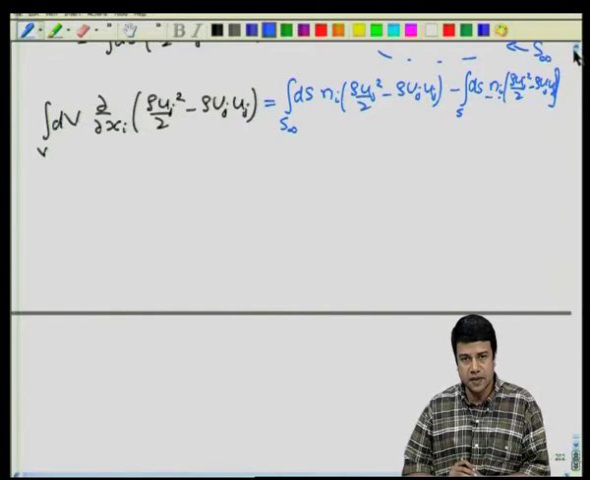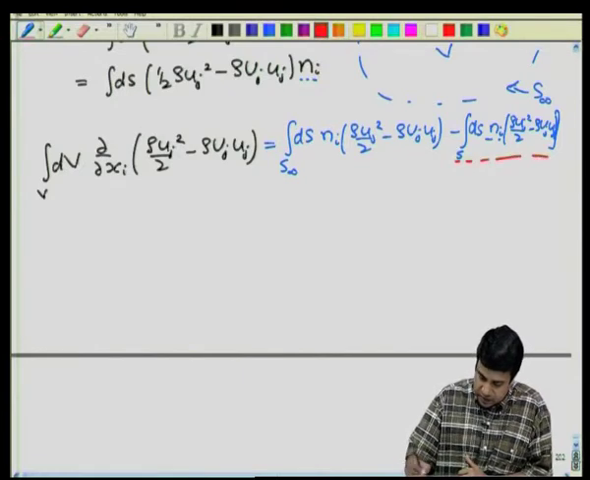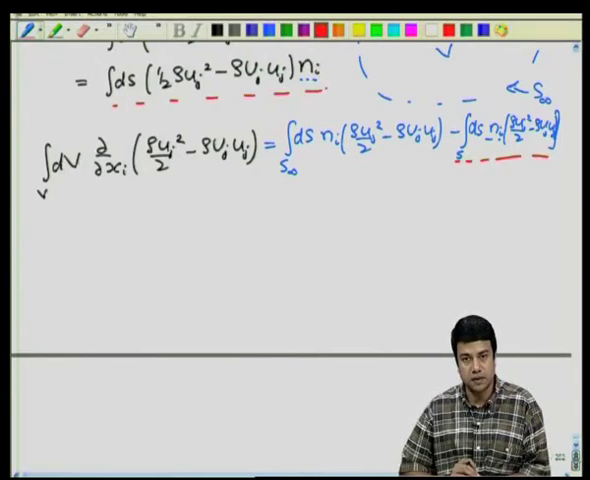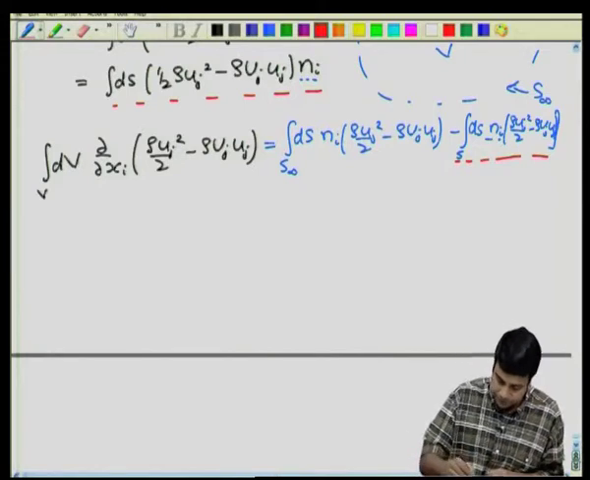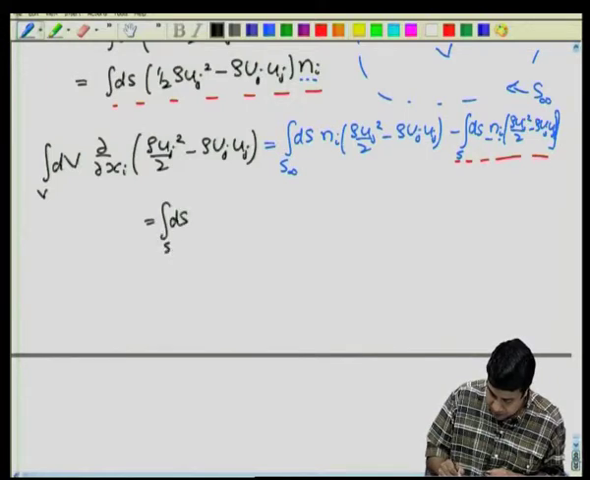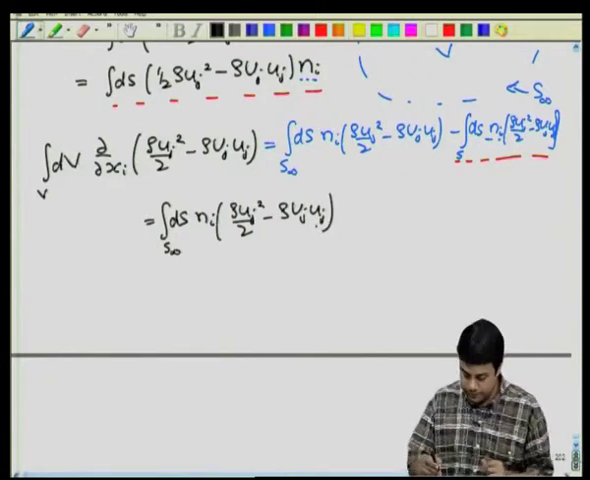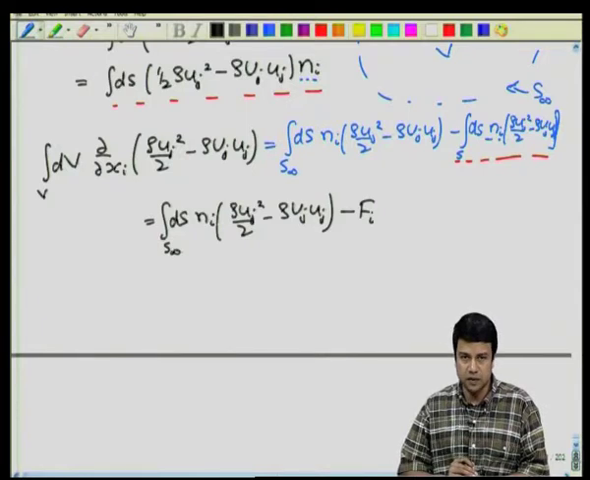And you can easily verify that this second term is just the force on the sphere. Of course, the first term is an integral at infinity, the second term is the integral over the surface of the sphere. So, this is going to be equal to integral dS over the surface at infinity n_i into rho u squared by 2 minus rho, minus F_i. So, this gives me the force F_i in terms of this volume integral over the fluid volume and the surface integral over the surface at infinity.